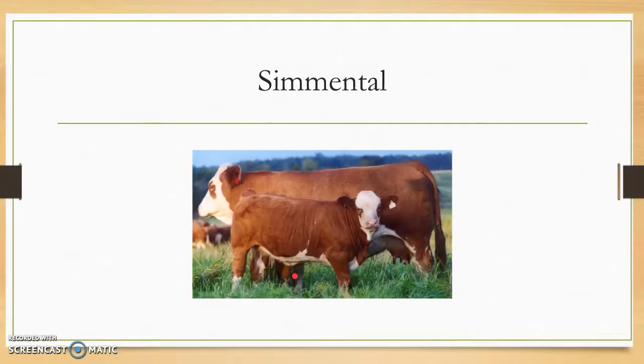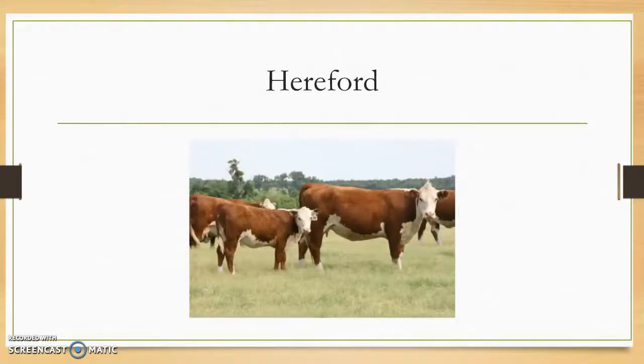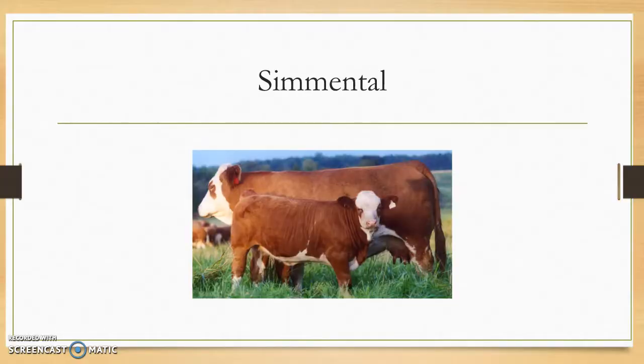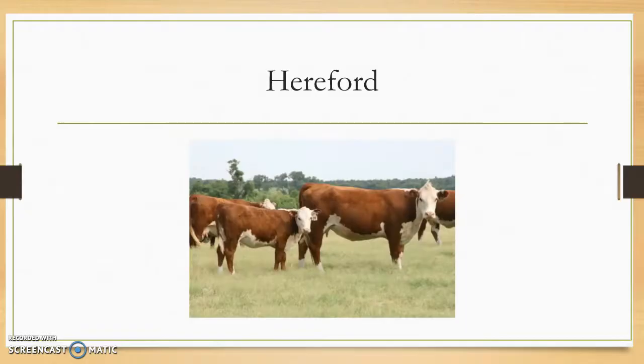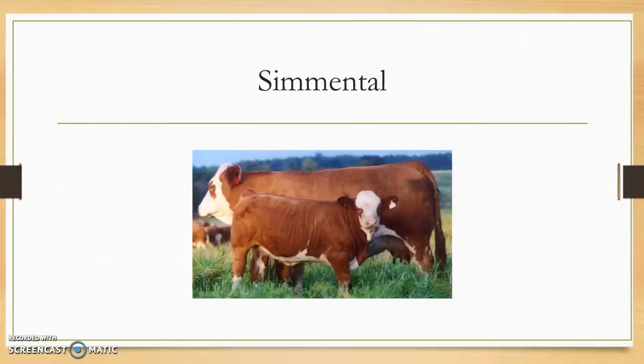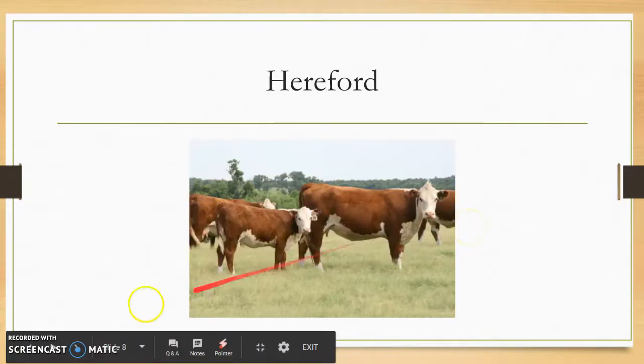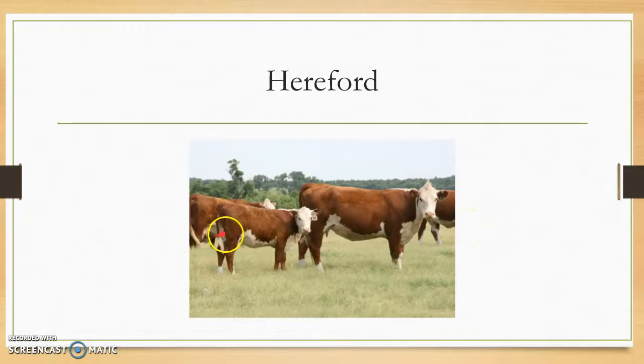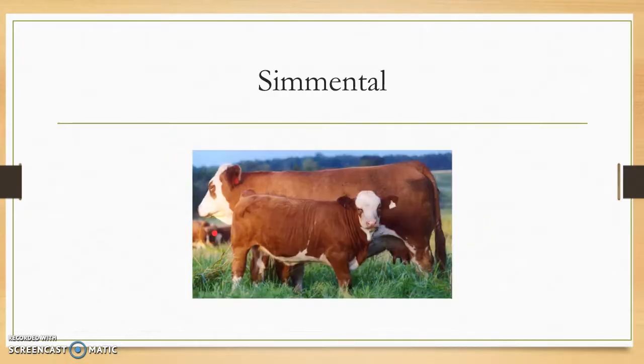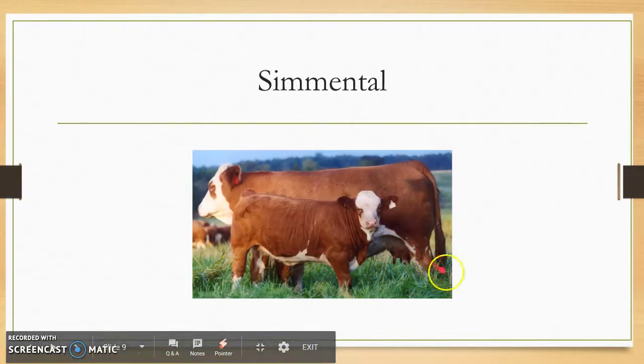The next one is a Simmental. You're going to look at this and say, wait, but isn't that a Hereford? But you want to look closely. There's a couple differences here. So on a Simmental, you want to look at the tail switch color. So looking at this tail switch versus our Hereford's tail switch, you see the color difference. So Hereford had a white tail switch, Simmental has a red tail switch.